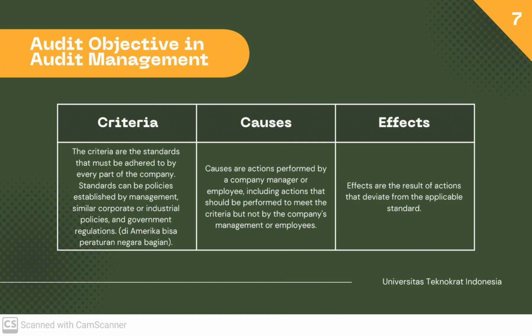Causes. Causes are actions performed by a company manager or employee, including actions that should be performed to meet the criteria, but not performed by the company's management or employees. Effects are the result of actions that deviate from the applicable standard.